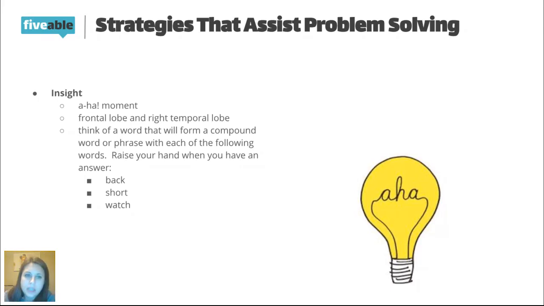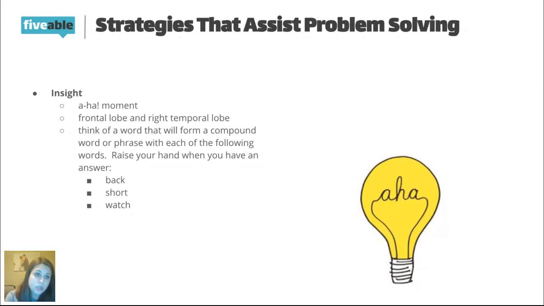This type of thinking is done primarily in our frontal lobes and in our right temporal lobe, because it's kind of, I don't want to say creative thinking, but it's not necessarily using that straight logic type thinking. And so, for example, maybe right now, one of you is experiencing this aha moment, but one of the words that works is stop. So there's backstop, shortstop, and stopwatch would be a word that fits with all 3 of them.